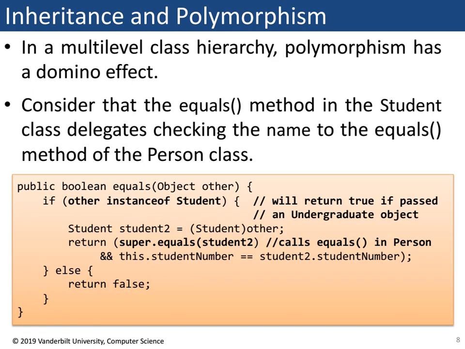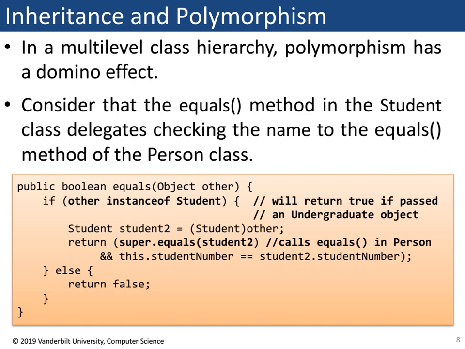This actually will have a domino effect when we wind up with a multi-level class hierarchy. So in the case of undergraduate is a student is a person. Remember, in the student class, we allowed the super.equals method to actually check the name. So the person.equals method, or the equals method that is part of the person class, is actually being used to check to see if the names are the same between the implicit parameter and this student object that has been passed into other.